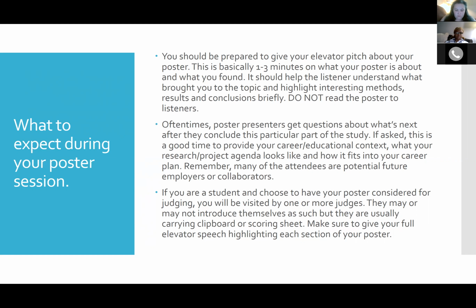I'd make sure you give your full elevator speech, highlighting each section of your poster, the passion you have for your project, and make sure that you talk about not only the research or the information from the project, but also the methodology and the rigor that you employed as you put together the poster, and then your conclusions and implications.